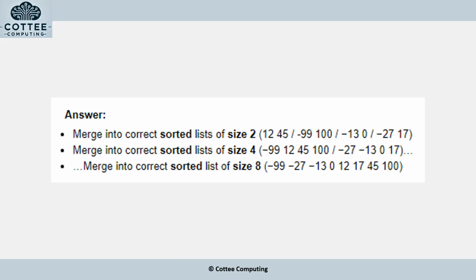So if you've merged it into a size of 2, so you've got 12 and 45, minus 99 and 100, minus 13, 0, minus 27 and 17, you get a mark. Then merge those into a 4, and you've sorted them, so minus 99, 12, 45 and 100, minus 27, minus 13, 0 and 17. And then when you merge those into your sorted list, that's where you get your 3rd mark.